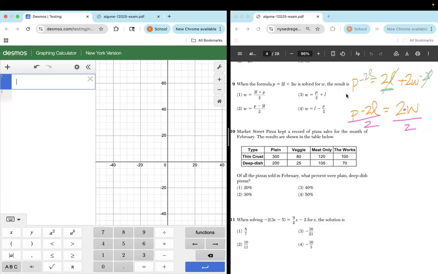2 divided by 2 is 1. And instead of writing 1W, I can just write W, which is 1 times W, or just W. And on the left side, I have P minus 2L over 2. My answer is choice 2.